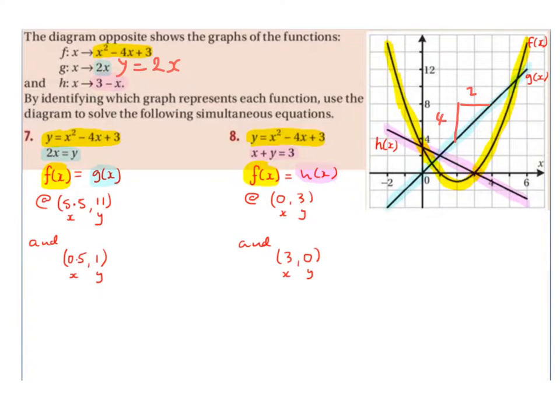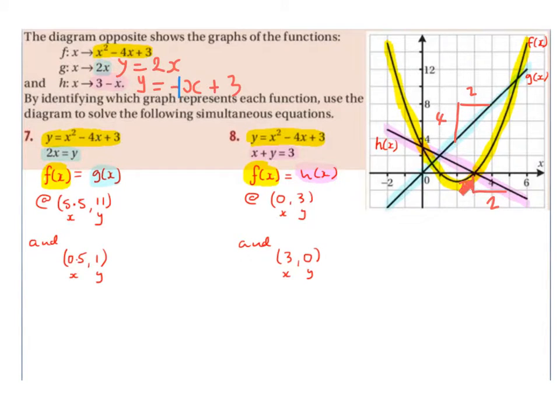over 2 is 2. So we can do the same thing with h of x maps to 3 minus x. So h of x maps to can be rewritten as y equals, so we have y equals minus x plus 3. So minus x is the same thing as minus 1. So there we have minus 1x, so we know we have a slope of minus 1. So this line here that I've highlighted in pink is going downhill, so it must be our function h of x, but just to double check, we're going to do rise over run.